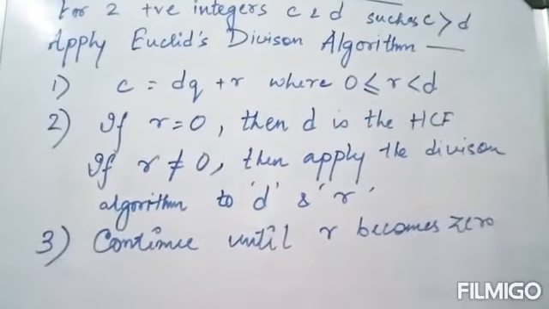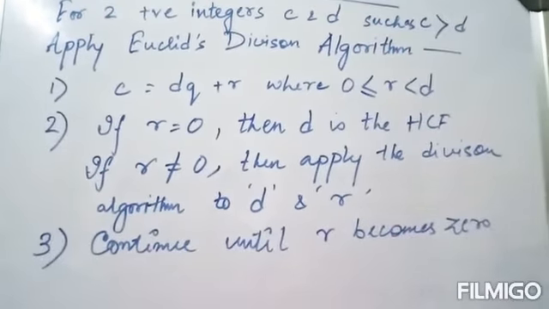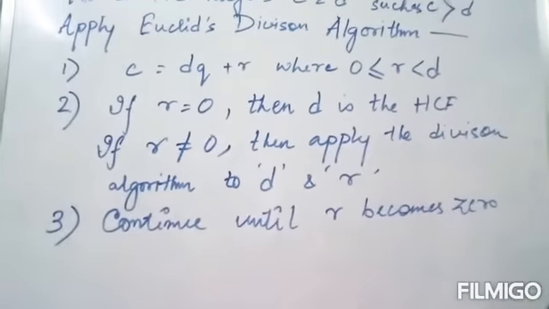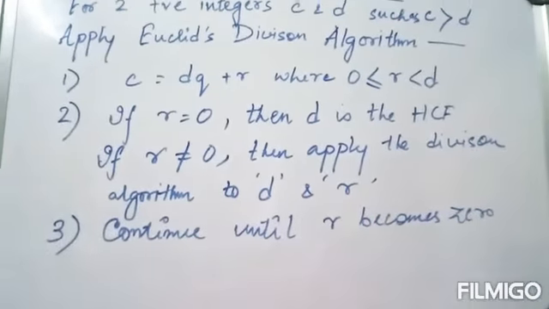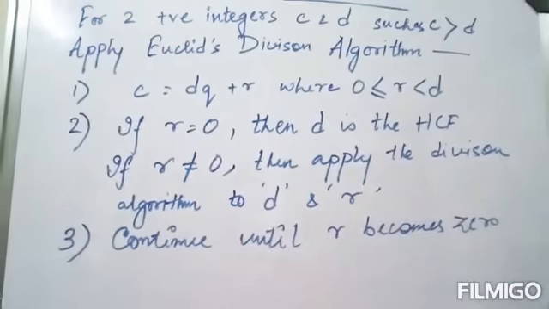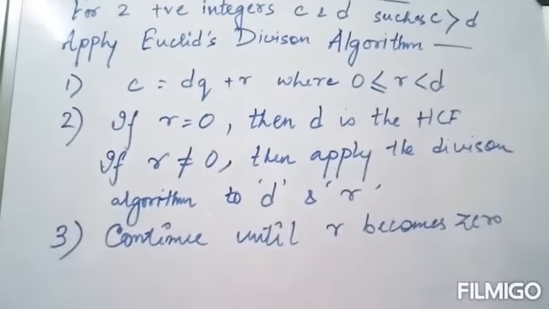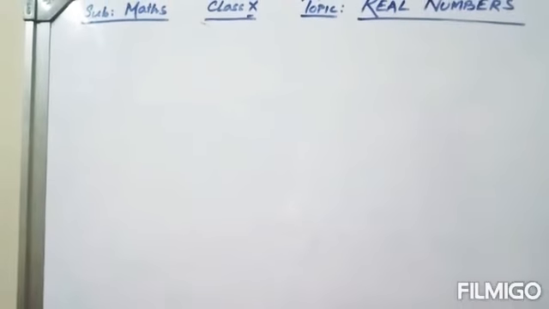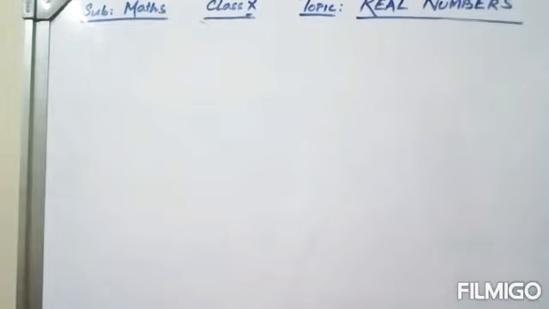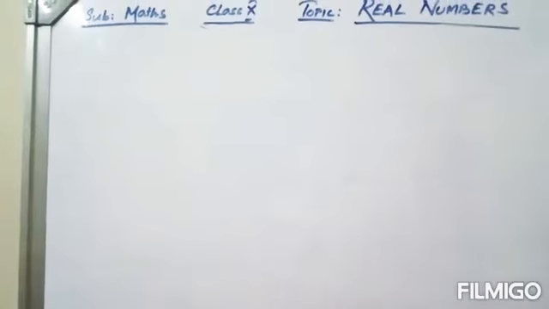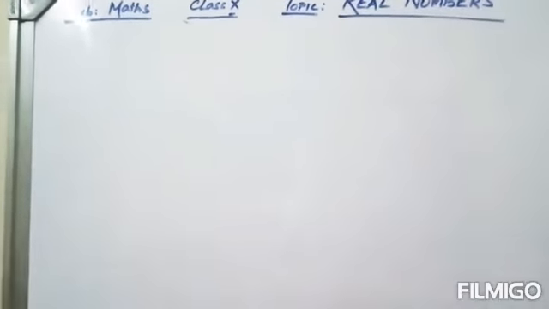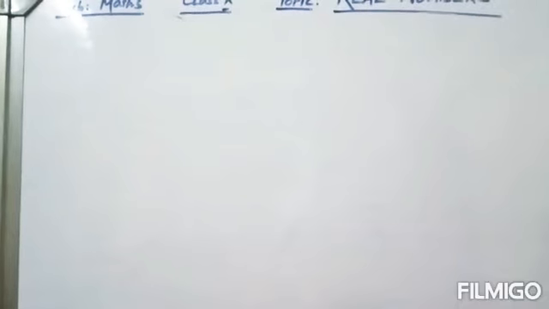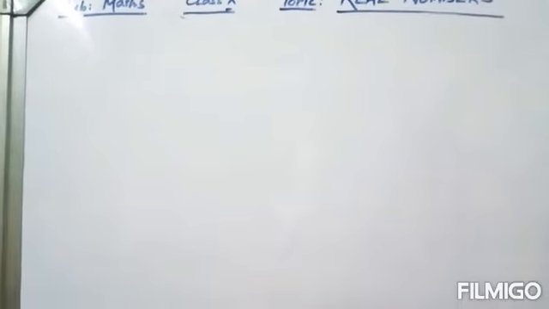With that value you will be doing the division algorithm again, and you have to continue the process until the remainder r becomes 0. Now suppose you are given one question: show that every positive even number is in the form of 2q and every positive odd number is in the form of 2q plus 1, where q is some integer.